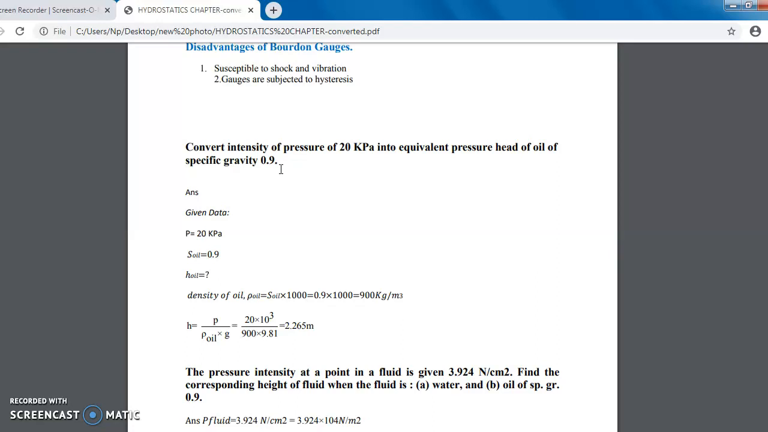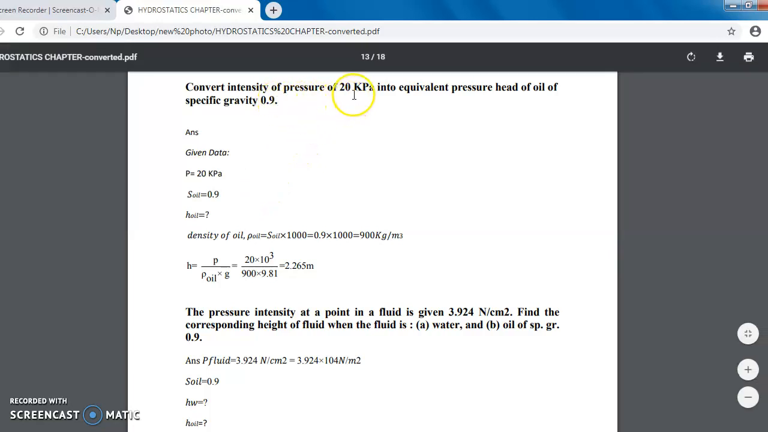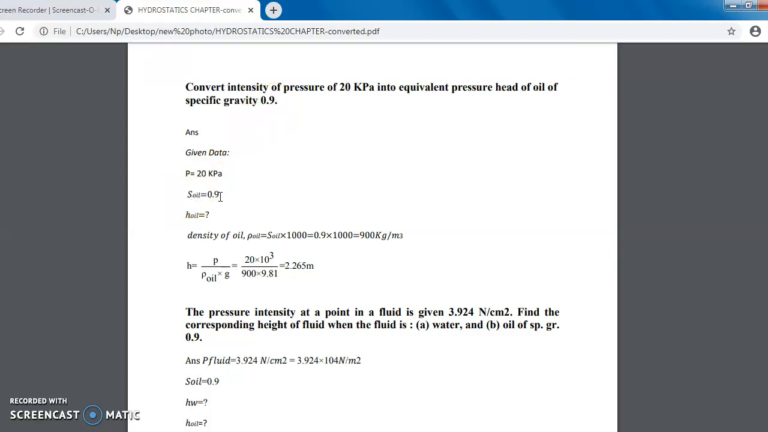So in this question you have to convert the intensity of pressure to equivalent pressure head, and the specific gravity of the oil is given. So first you have to write the given data. The intensity of pressure is 20 kilopascal, and the specific gravity of the oil is given as 0.9.